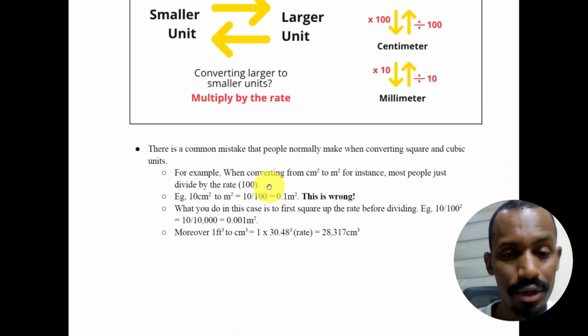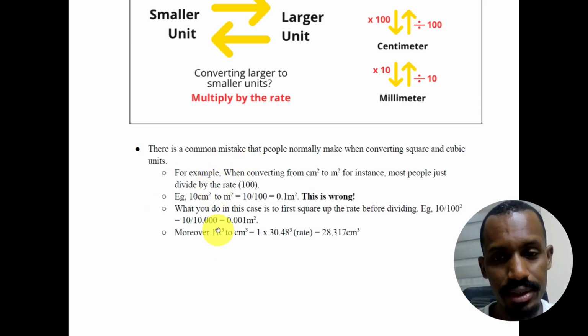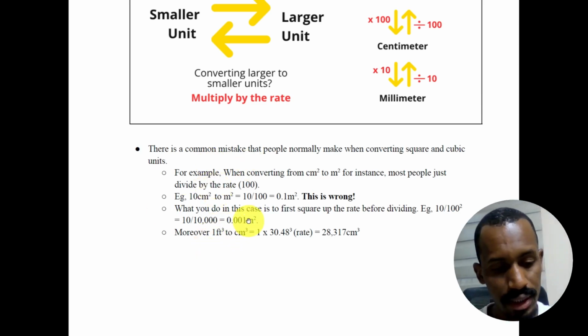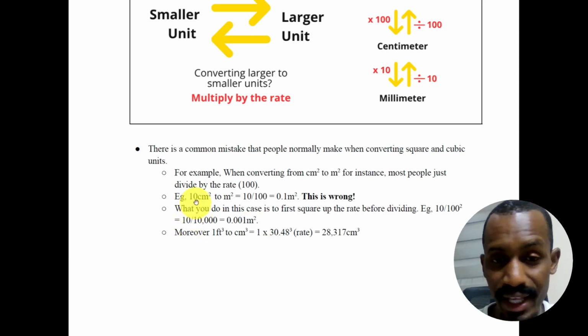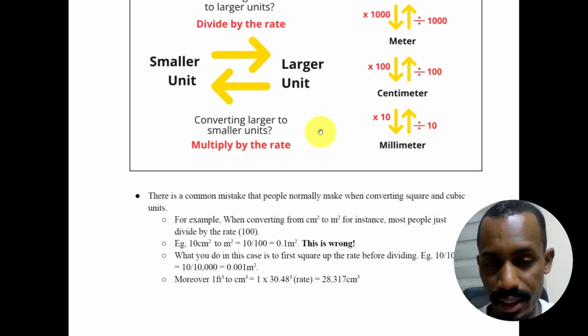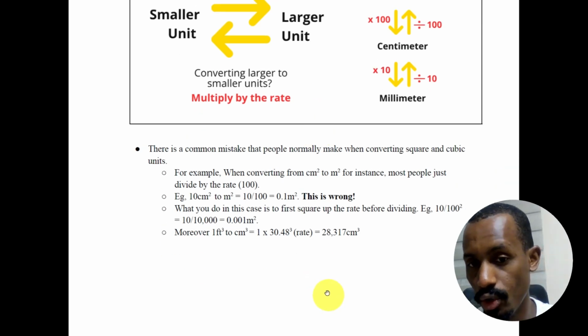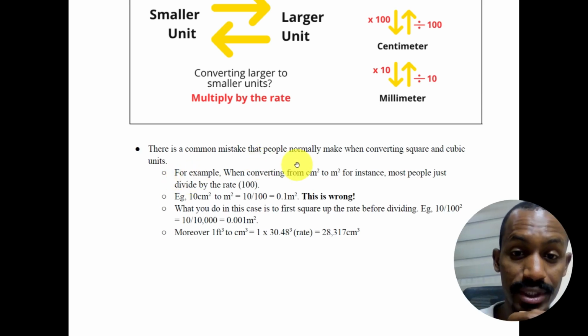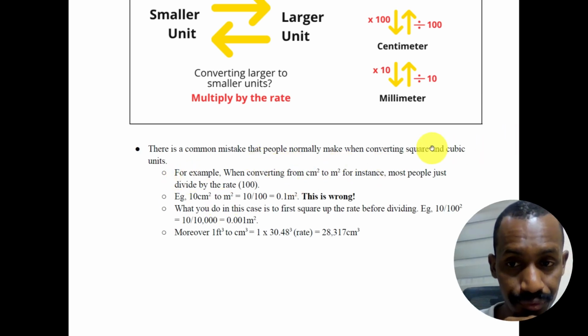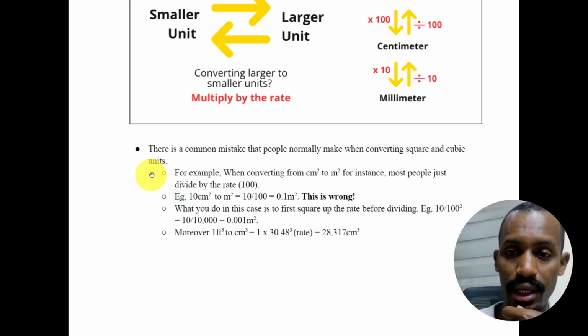All right. So another thing to keep in mind is the rates. Imagine, for example, you want to convert between areas. Here we have been talking about lengths, without cubes, without squares. It's very important to note that there is a common mistake people normally make when converting square and cubic units.